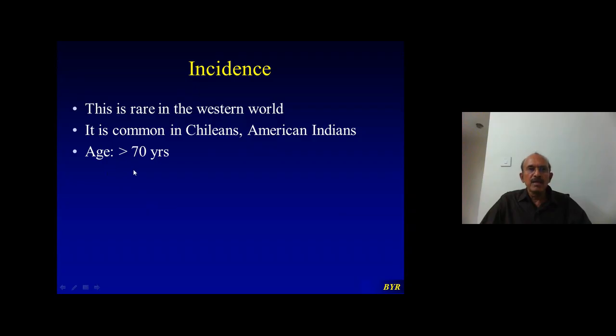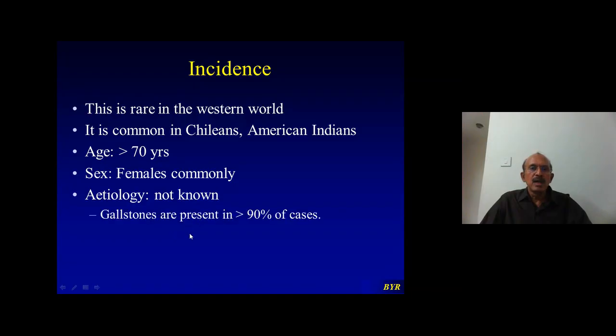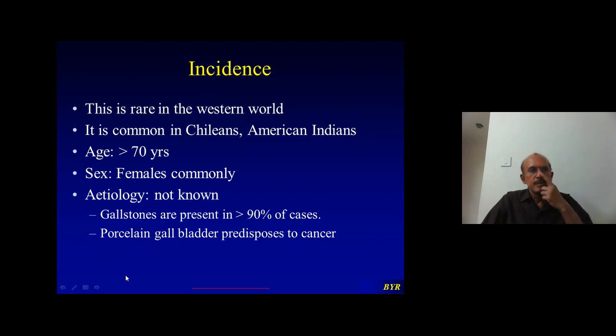Age is more than 70 years. Females are commonly affected. Etiology is not known. Gallstones are present in more than 90% of the cases, so gallstones may be a predisposing factor. And porcelain gallbladder predisposes to cancer. What is porcelain gallbladder? Yes, chronic cholecystitis with calcified gallbladder.